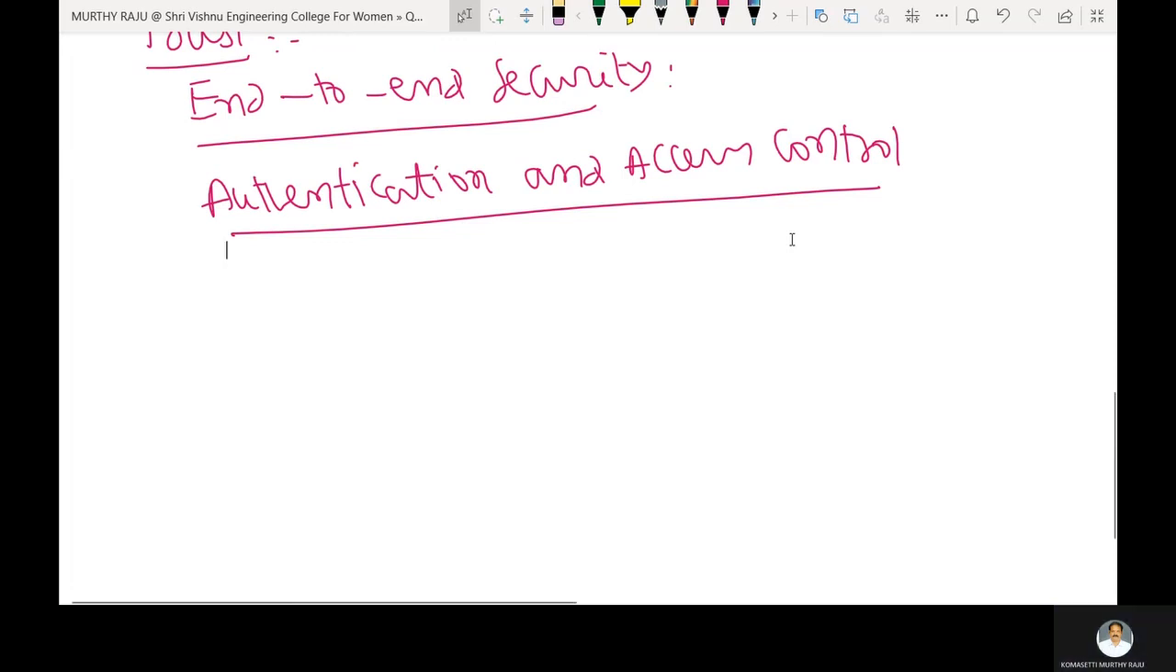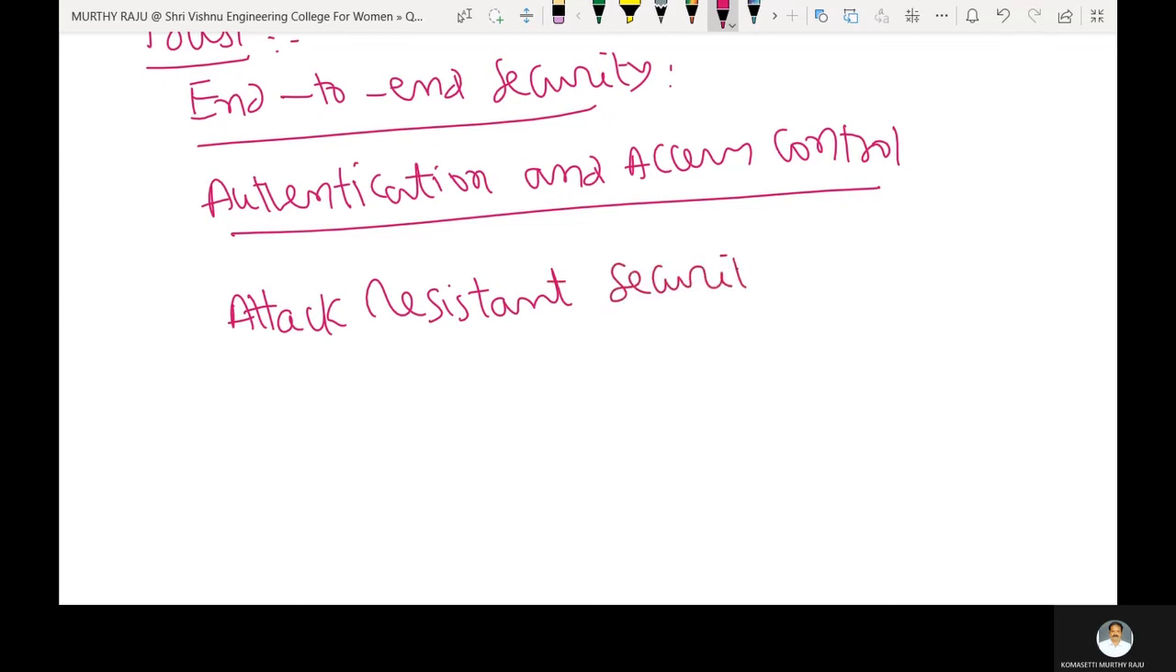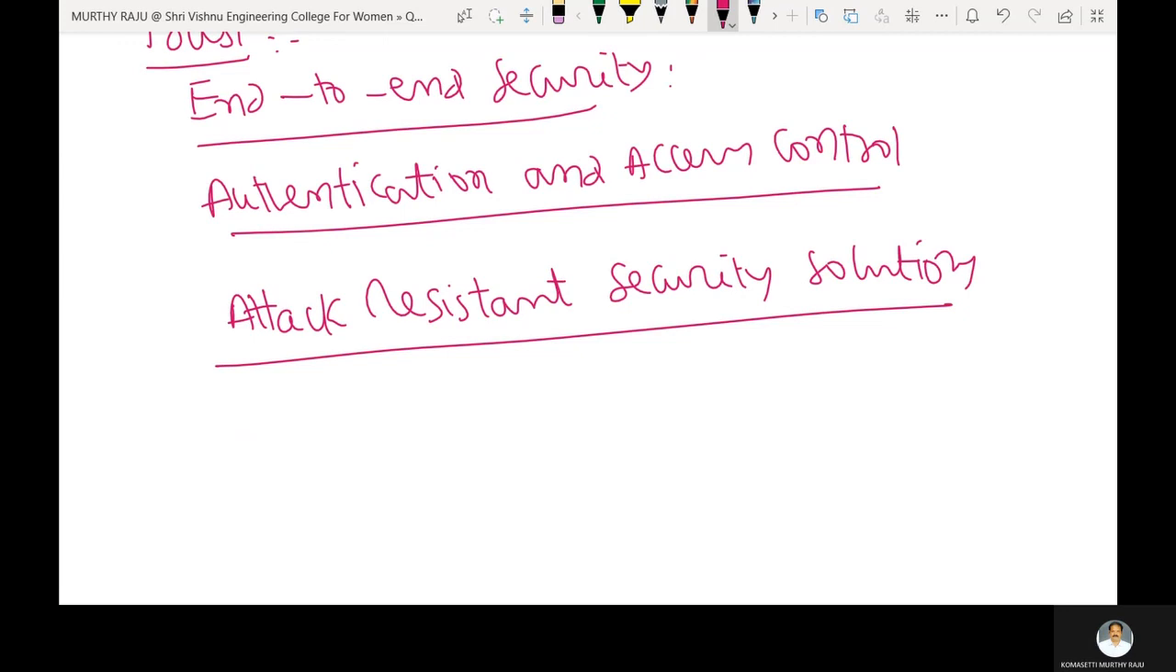Next, coming to attack resistant security solutions. Due to diversity, that means the variety of these devices and the end users, there should be attack resistant and lightweight security solutions. Attack resistance is compulsory because an unbounded number of IoT devices are connected to the internet, communicate with each other and exchange their information.